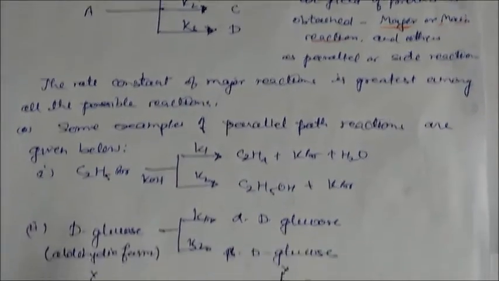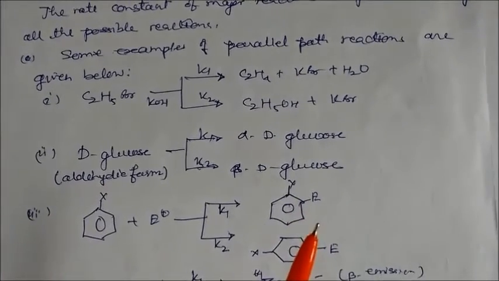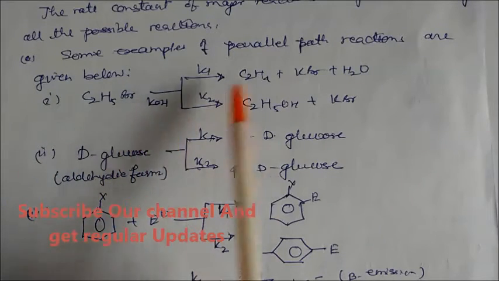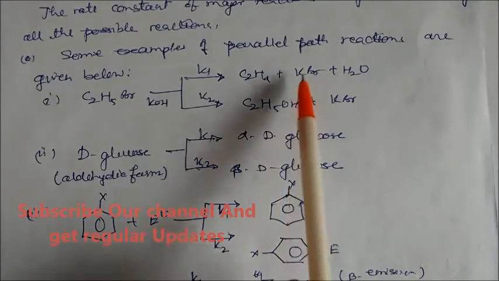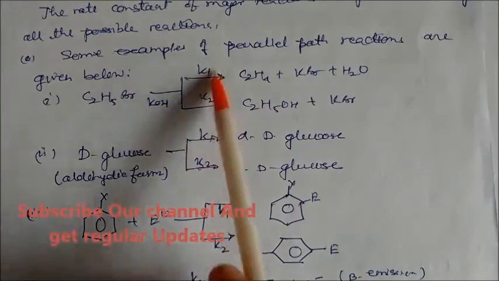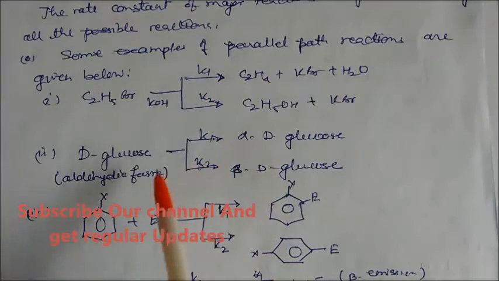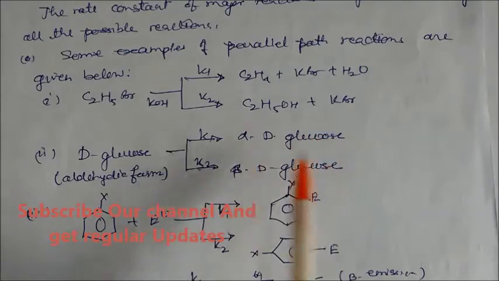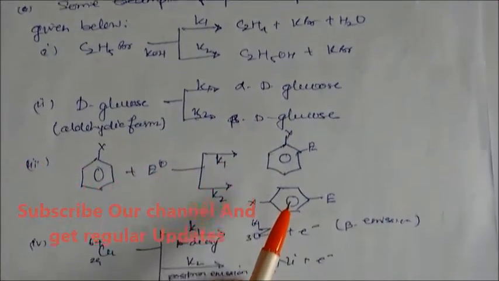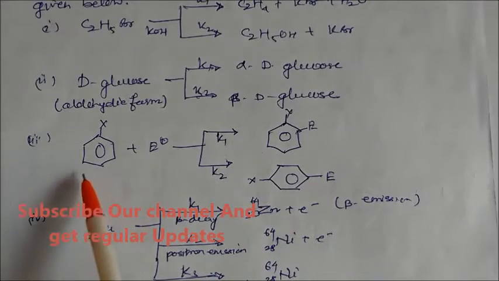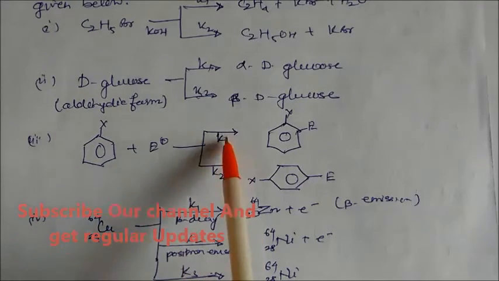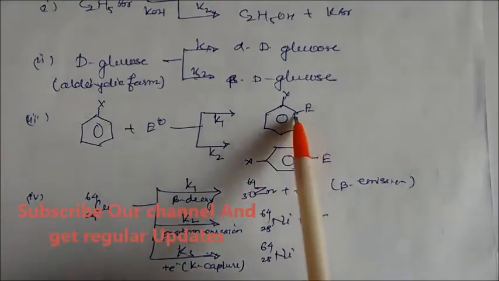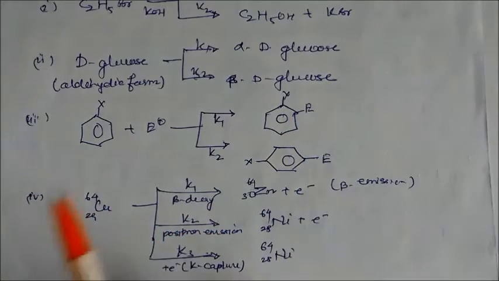Let us see some examples. Some examples of parallel path reactions are given below. This is ethyl bromide with potassium hydroxide. We will get C2H4 and C2H5OH. This is one product, this is another product, and K1 and K2 are different rate constants. Similarly, this is the aldehydic form of D-glucose, with K1 and K2, which will give you alpha-D-glucose and beta-D-glucose respectively. This is halobenzene, and with any electrophile, K1 and K2, two parallel reactions, will give you the ortho product and the para product respectively.